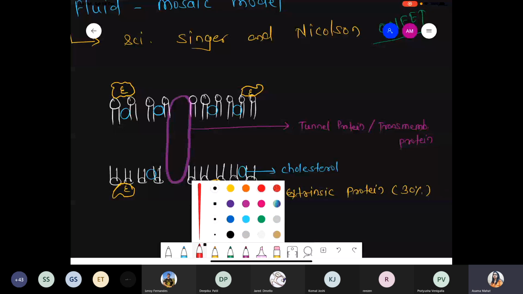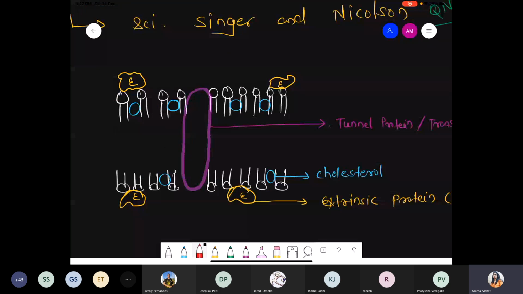So suppose we try to draw the intrinsic protein, in this red color.